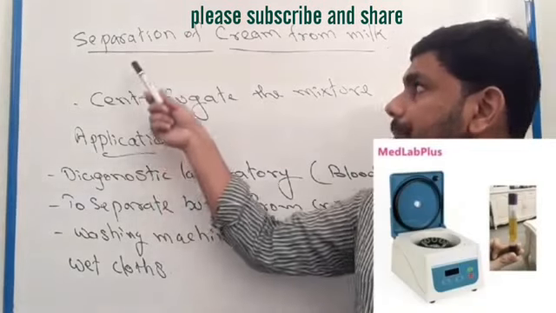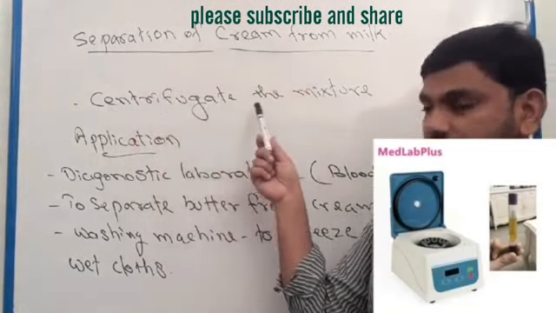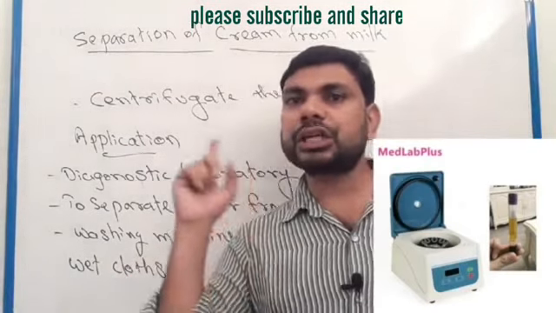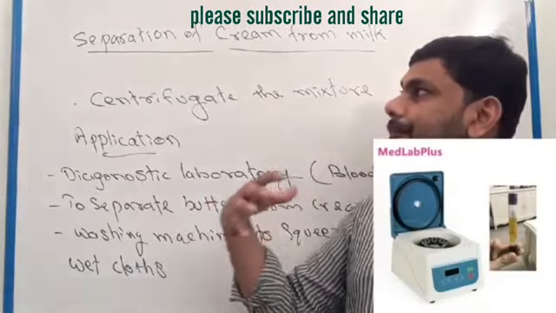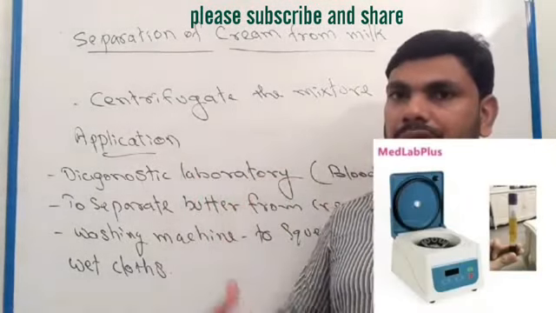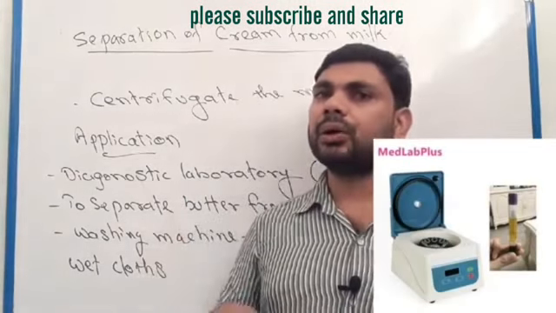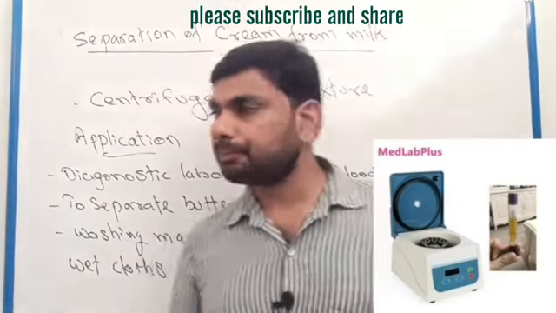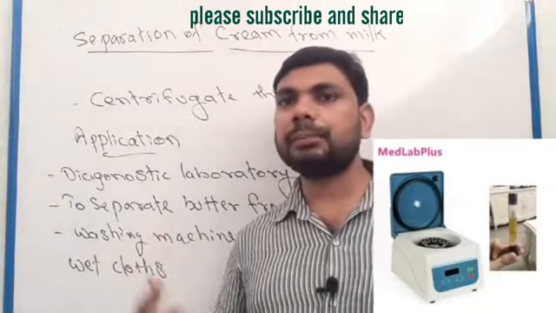To separate cream from milk, we will use the centrifugation method. Centrifugation means the mixture rotates very rapidly, so we can separate cream from milk. This is the apparatus used to separate cream from milk, or the apparatus used for centrifugation. Here the mixture rotates very rapidly in this type of machine.